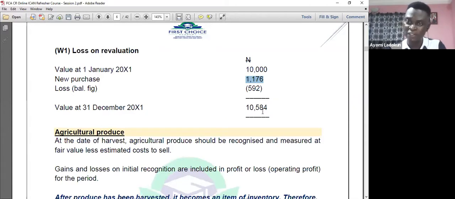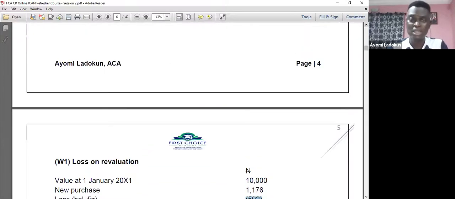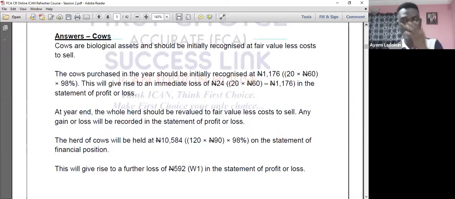And this is the fair value less cost to sell, because I must revalue to its fair value. So since this is lower, then I have a loss of 592 in my profit or loss account. That's it. So you take your time and take a look at that. Then you are fine.